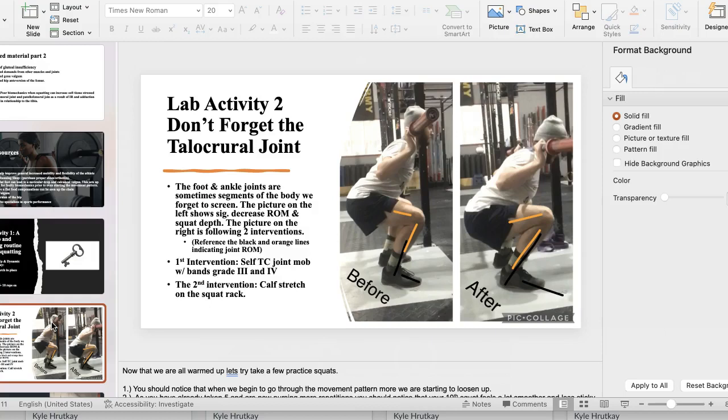joint in that ankle. So the foot and ankle joints are sometimes segments of the body that we forget to screen. Especially in athletes, right? Sometimes young athletes, unless they're coming in with an avulsion fracture or a lateral ankle sprain, sometimes we might not even assess it. So the picture on the left shows a significant decrease in range of motion and squat depth, versus the picture on the right. You could obviously see that those limitations and those impairments were addressed.